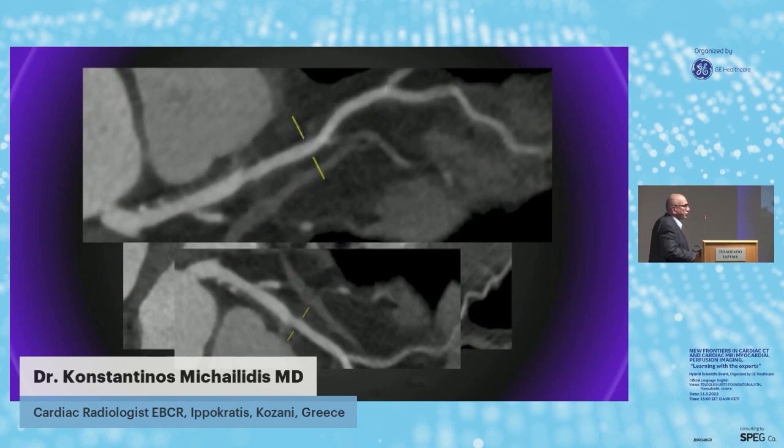What is the difference between these two plaques? Is one of the two more vulnerable than the other? Probably the first one is more vulnerable just because it has inhomogeneity, it has two vulnerable features here, and some spotty calcification. Remodeling index is not as high.